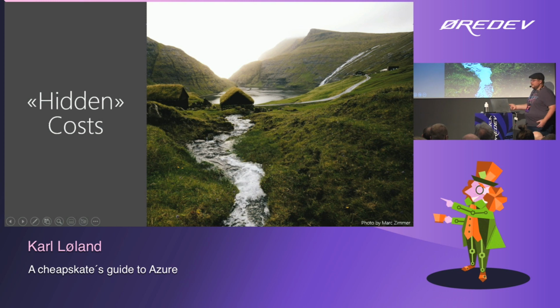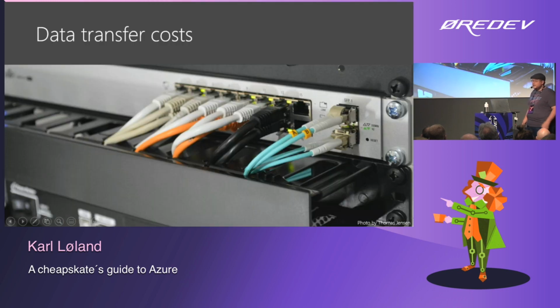So let's move away a bit from tips and tricks into a little section I called hidden costs. What I define as hidden costs are small costs that one tends to forget about when creating a cloud solution. But all these small costs can easily add up to one larger cost, just as many small streams can create a large river. And one of these costs is data transfer costs.